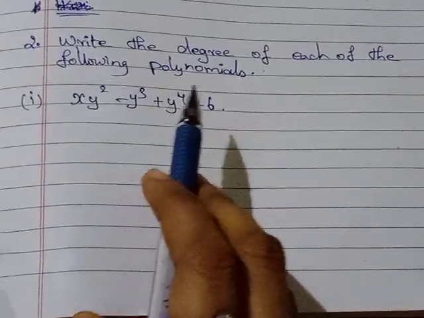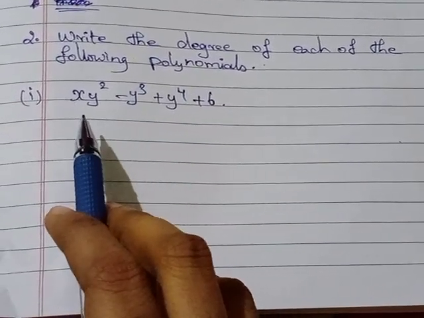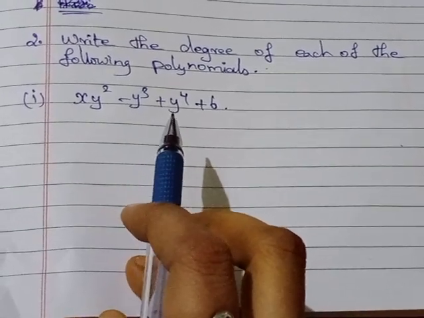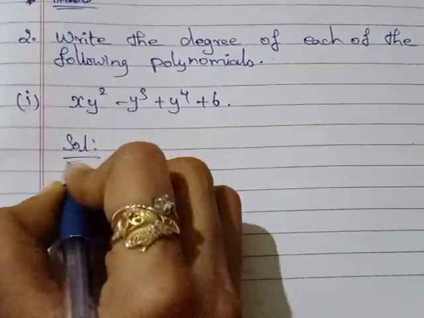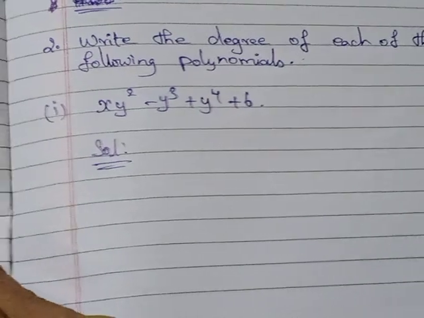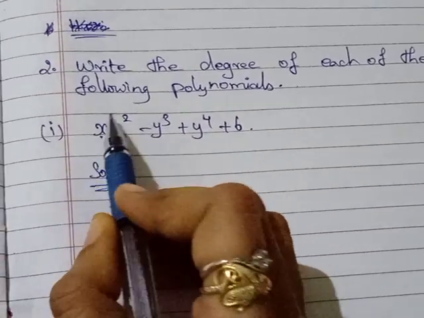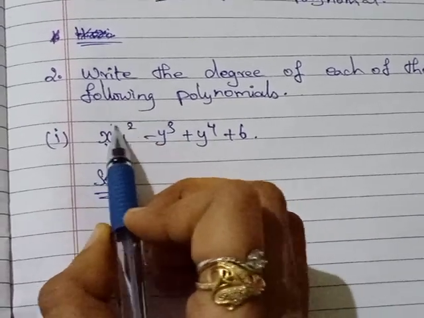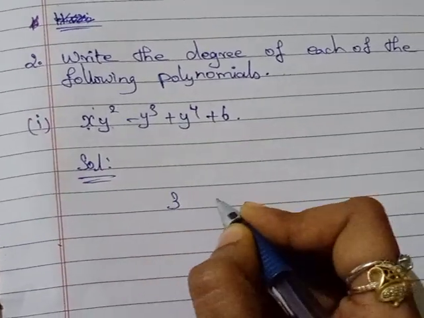In the next question, write the degree of each of the following polynomials. The question is x y squared minus y cube plus y power 4 plus 6. Solution. For the degree of a polynomial, take the terms' power values. The first term has two literals, x power 1, y power 2. Adding the power values, the first term is 1 plus 2, that is 3.